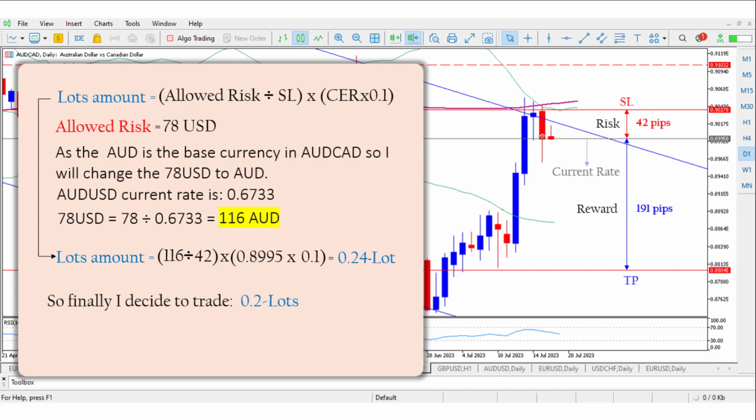Still I want to be conservative, and I will not use even 1% risk. So here I will place 0.2 lots. Stay with me and I'm showing you the result of both my trades.